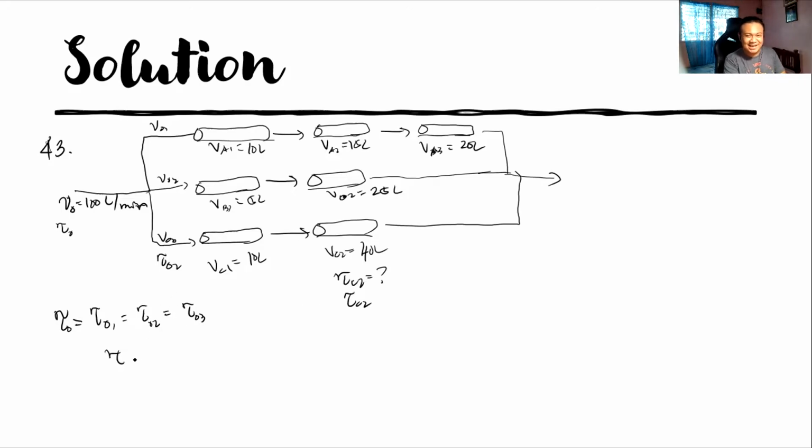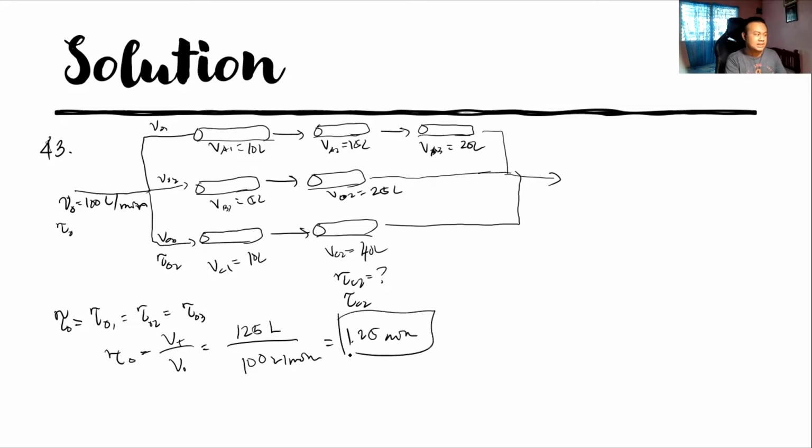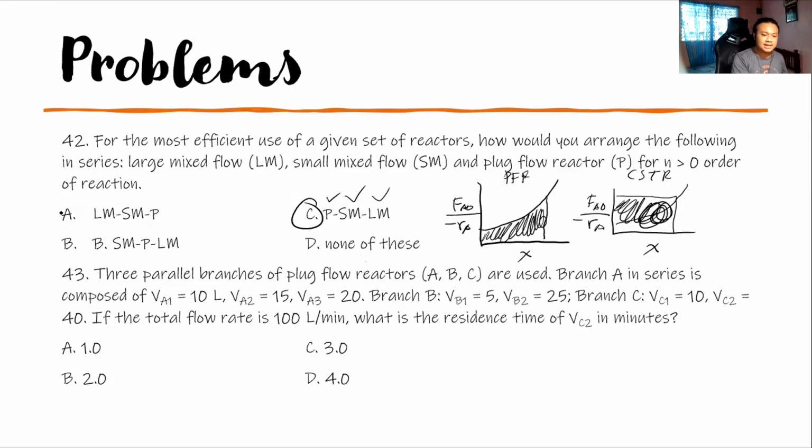Yeah, so it's actually confusing, but it makes our life easier. So V total, volume total over V0. Add. So V total, if you add this, 10 plus 15 plus 20 plus 25, we will get 125 liters, and then divide that by the total volumetric flow rate, you have 1.25 minutes.